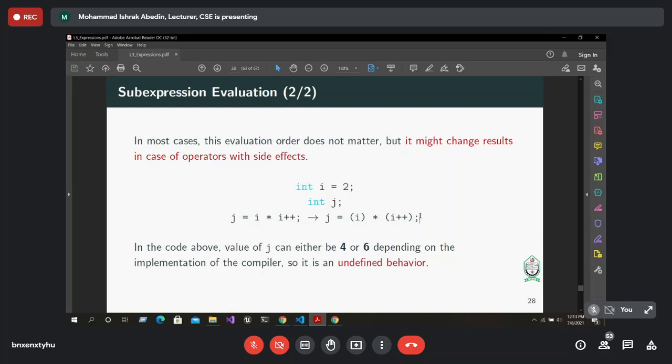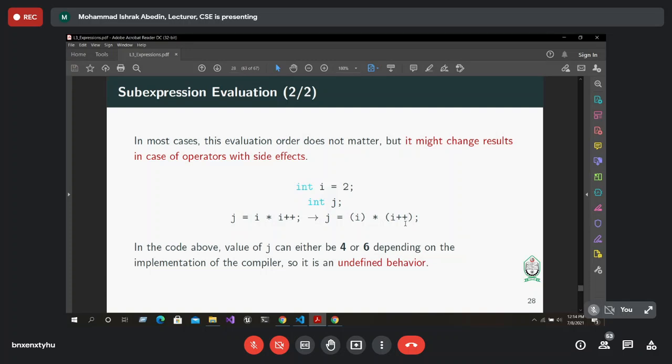So these create undefined behavior. In short, what you need to learn from these statements is never write these kinds of statements that cannot be determined. And I personally would recommend, do not try to write I++, I minus minus, or minus minus I plus I inside another expression.